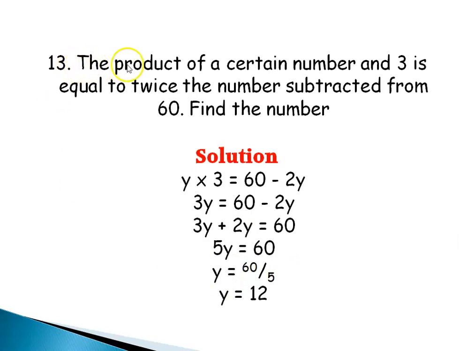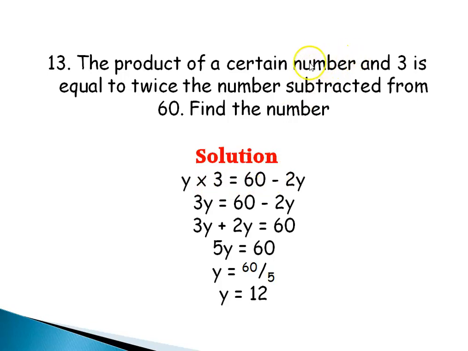Question 13. The product of a certain number and 3 is equal to twice the number subtracted from 60. Find the number. Alright, let's call the number y. The product of a certain number and 3, that is y times 3, is equal to, this is our equality sign, twice the number, that's 2 times y, subtracted from 60. So subtract 2y from 60. Now take note, you must be able to interpret your questions correctly or else you get your answer all wrong. So let me take that again.